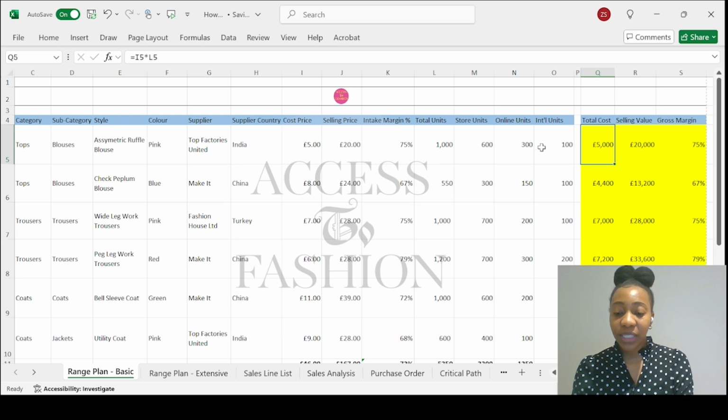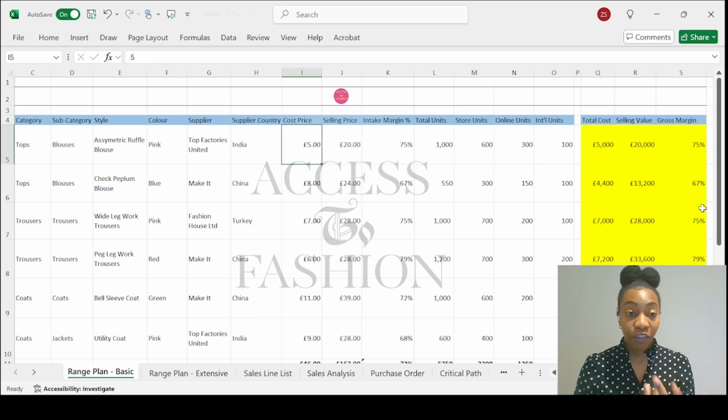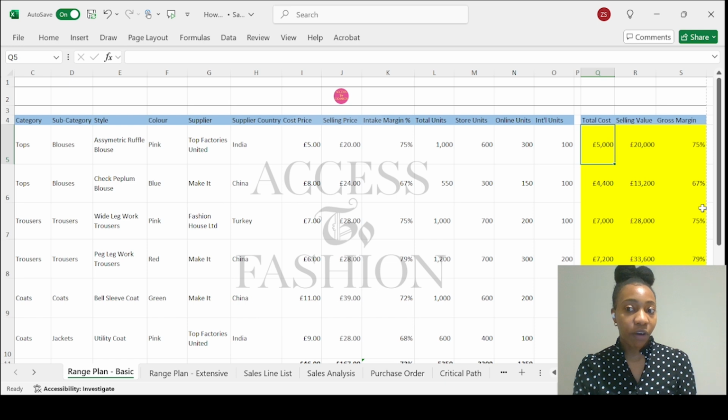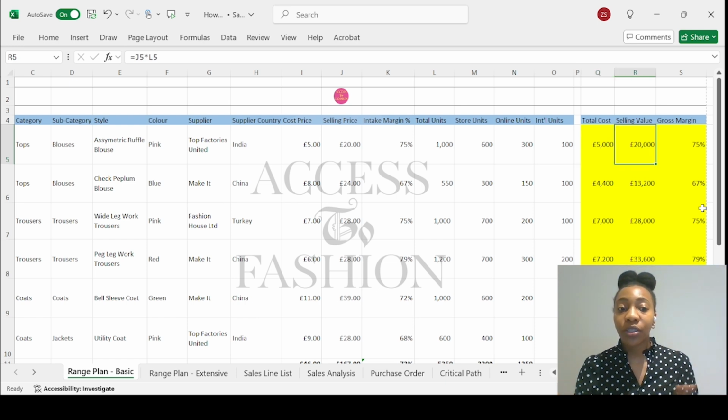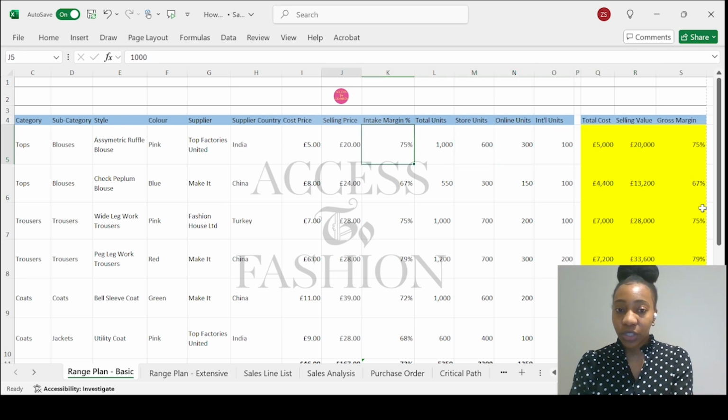Because if you can see initially here where we had your cost price of £5, that's the cost price of one unit, right? And so this total cost price is your £5 times the total units of 1,000, which is £5,000. And then it's the same for your selling value. We're looking at the selling value for this whole style. So how much are we going to make if we were to sell this whole style at full price? That would be your selling price times your total units, so you've got your selling price of £20 times 1,000 units, and that's £20,000.